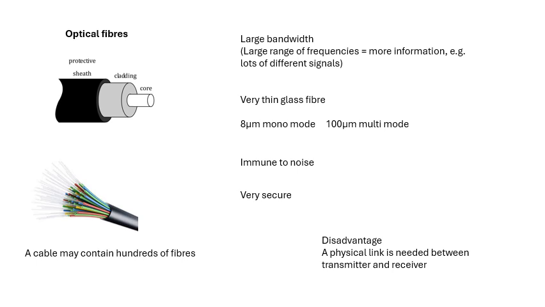The disadvantage is that you do still need a physical link between the transmitter and the receiver. This is if you're comparing it with, let's say, radio or microwaves. You need to join together the receiver and the transmitter. Lots and lots of fibers could be in a cable, and then obviously that cable can supply data to many different places.